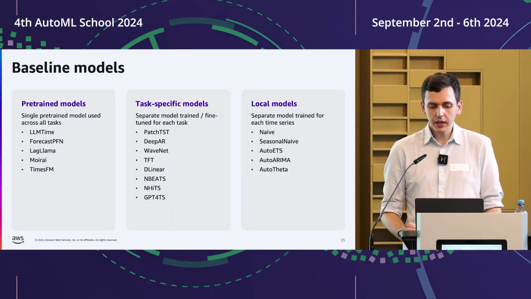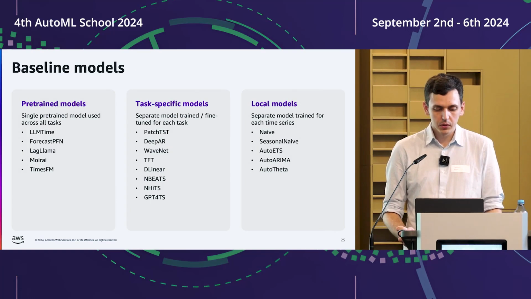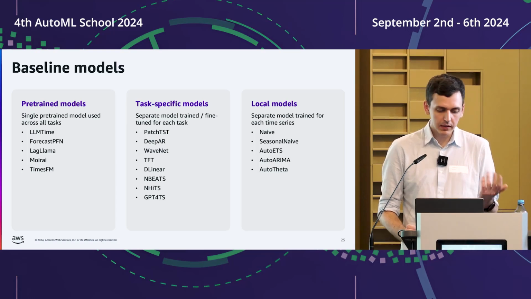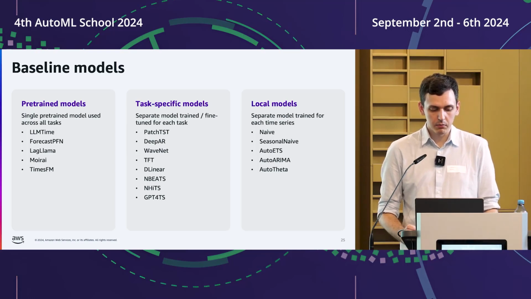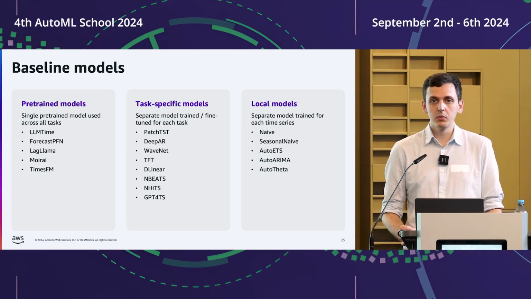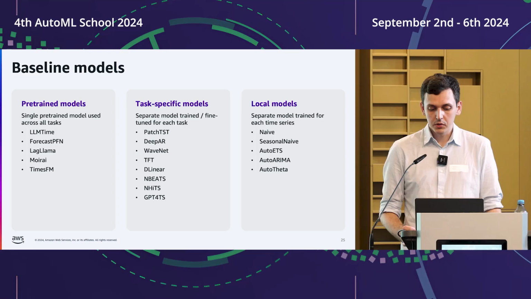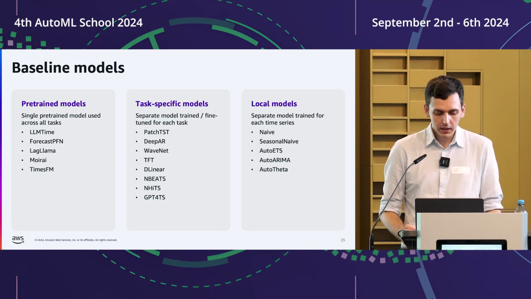And in the evaluation, we compared Chronos to all these different competing methods. Starting with the pre-trained models that I showed on the previous slide, from LLM Time, Forecast PFN, like Llama, Moirai, and TimesFM, so everything that is open source and easy to use. We also compared, of course, to all these task-specific global models that were trained specifically for each task. This mostly includes these global deep learning models that I showed before, like PatchTST and DeepAR.